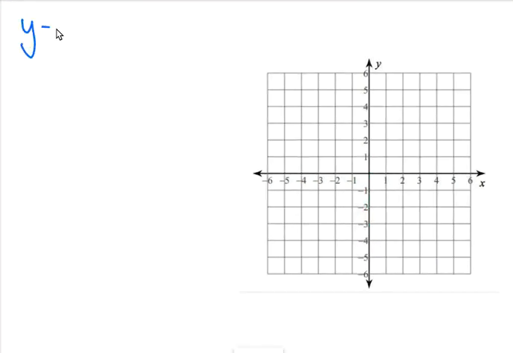My next example, y equals 4. If we look at our slope and our y-intercept, something strange is happening here. I don't have my y equals mx plus b format. If you don't have your y equals mx plus b format and you're asked to graph the line, you're going to be looking at one of these special cases of having a horizontal line or a vertical line.